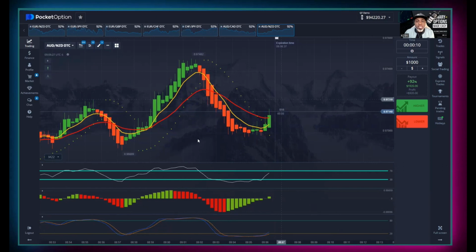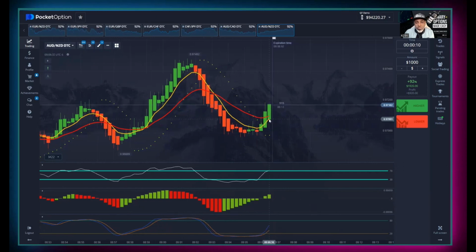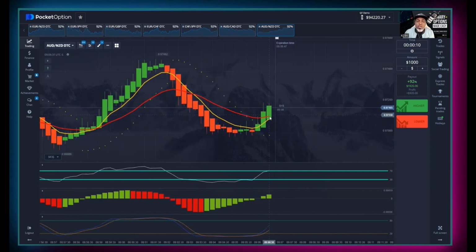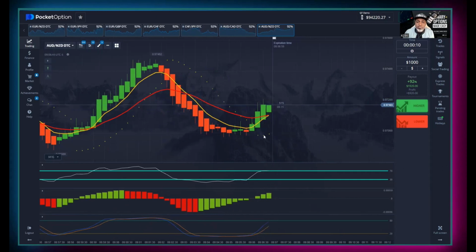Now, another thing is when you catch, well, we're about to catch one right here. We're going to possibly catch one right here. Possibly catch one. See, we got our parabolic SARs underneath. We're getting ready to get our cross. Let's see. I'm going to wait. Not set. Going to wait for that cross.